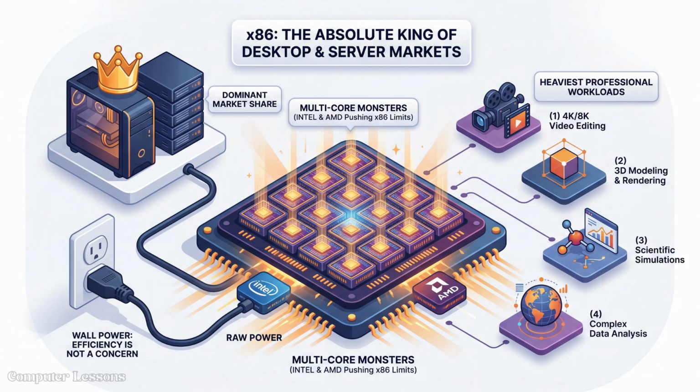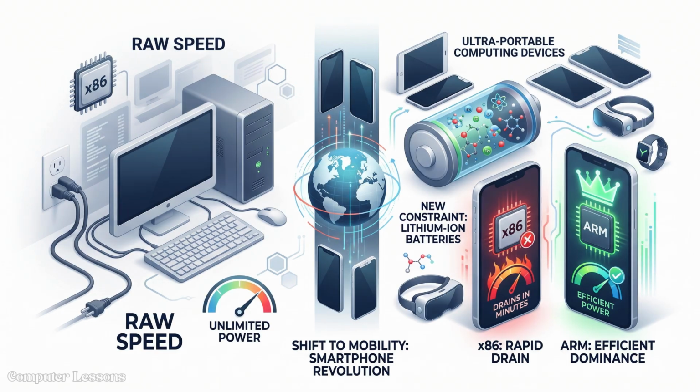x86 became the absolute king of the desktop and server markets because raw power was more important than battery life. When your computer is plugged into a wall, you don't care if the processor is inefficient. Intel and AMD pushed x86 to its limits, creating multi-core monsters that handle the heaviest professional workloads. But then, the world shifted toward mobility.